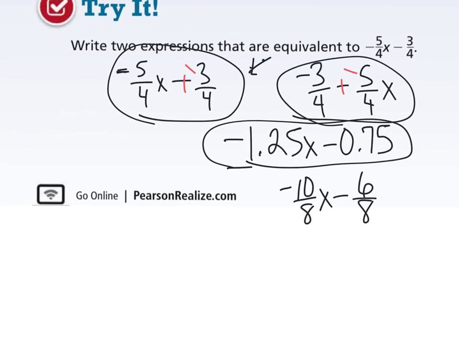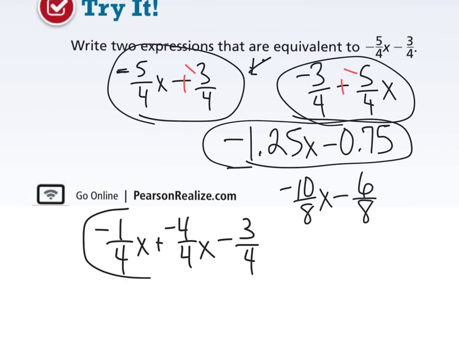We could get more creative and have separate terms that we could combine. So like for example, negative 1/4 x plus negative 4/4 x minus 3/4, okay, to where if you combine those x terms would give you the negative 5/4 x. All right, and like I said, technically there are an infinite number of possible answers that we could give that would be equivalent to that.